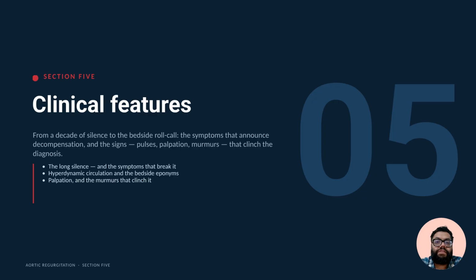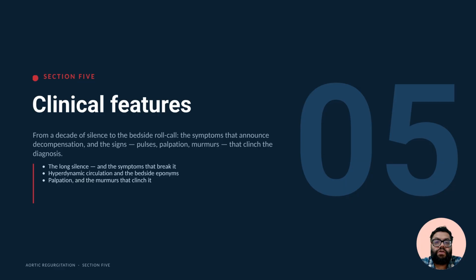This is the bedside section, and it is where aortic regurgitation becomes genuinely fun to examine because few conditions reward a careful clinician so richly. We will trace the clinical story in three movements. First, the natural history, that long, eerie silence of chronic disease, and then the symptoms that finally break it: breathlessness, the characteristic angina with normal coronaries, and the ominous acute crash.